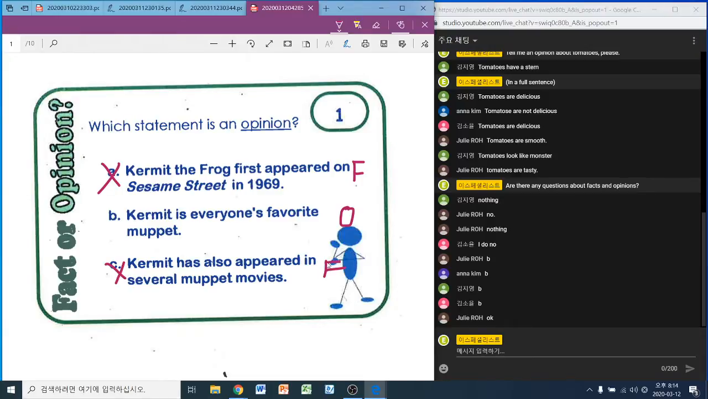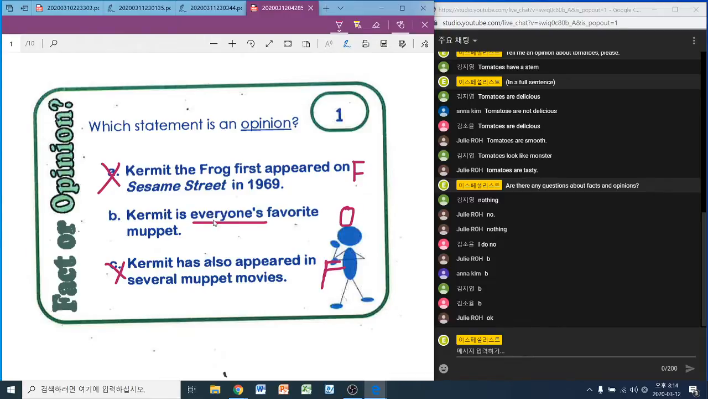Now let me explain why B is a little bit tricky. I don't think this question is very good because I think this can be a fact. Kermit is everyone's favorite Muppet. So everybody has a favorite Muppet. Well, can we check this? I can ask my friends. I can ask everybody, is Kermit your favorite Muppet?